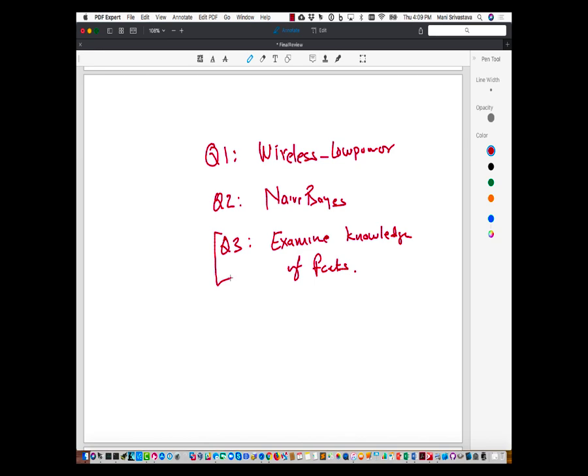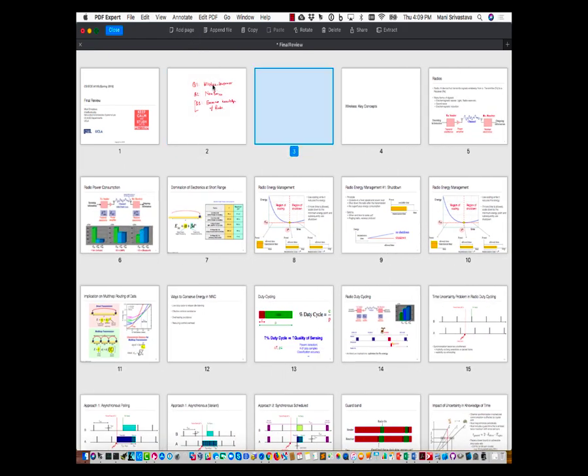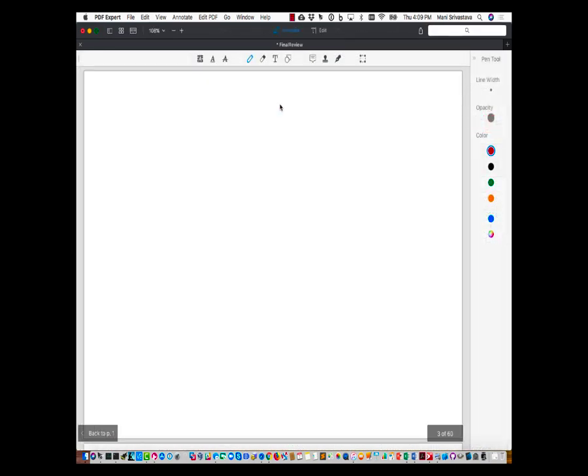So let's start on the wireless side a little bit. Let's refresh the memory. What were the different things that we looked at in terms of wireless meets energy?